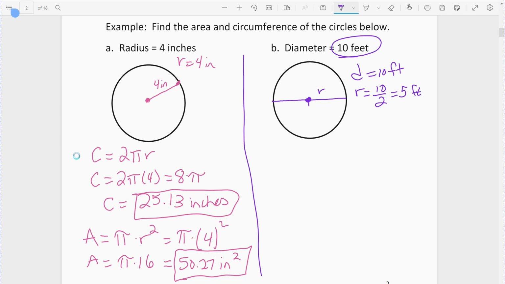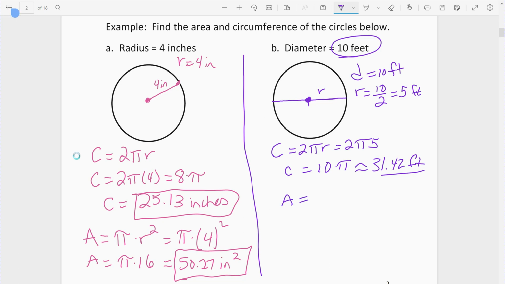All right, now we can find our circumference. So 2 times pi times r. So in this case, 2 pi times 5. So again, I like to simplify. 2 times 5, which is 10. And then last thing, I get out my calculator and take my 10 times pi. And again, I'm going to round to 2 decimal places. So it comes out to be 31.42. And our units are feet.